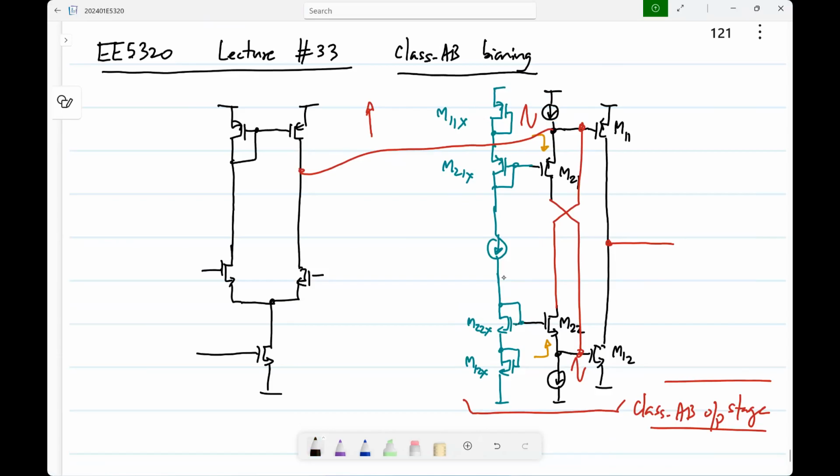So this was quite popular. The only thing is that it is a little difficult to get this to work with low supply voltages, so many stacked transistors. It can be difficult. Okay.